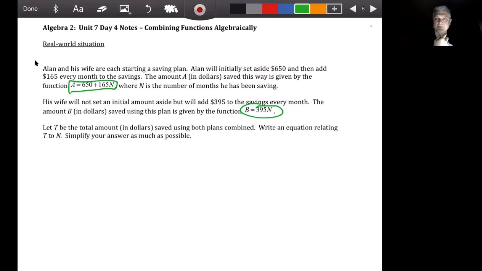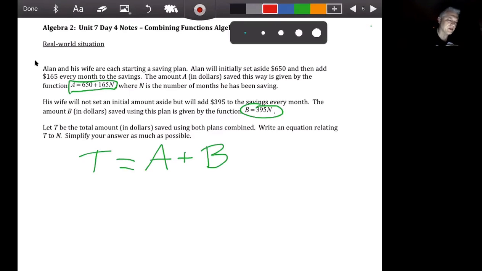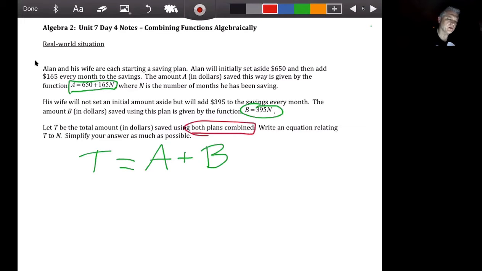All right, so maybe his wife's name is Betty. Who knows? So you've got equation A for Alan's savings and equation B for his wife's savings. Now it says let T be the amount saved using both of them. Well, that's easy. The total is going to be the amount Alan saves plus the amount his wife saves. So we combine them with addition. Then it says write an equation that relates T to N and simplify.